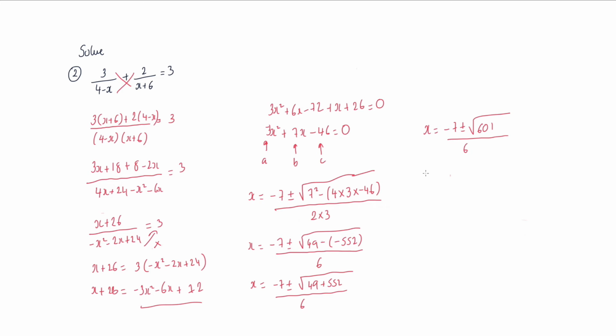over 6. So again, if you remember, we have two answers, right? Minus 7 plus square root 601 over 6. So if you put that in your calculator, square root 601 divided by 6, that gives me 2.92 to 3 SF. And then the other one, minus 7 minus square root 601 over 6. So if we put that in as well, that's minus 7 minus square root 601 divided by 6. So that gives us minus 5.25 to 3 SF. So that is your answer for this one.